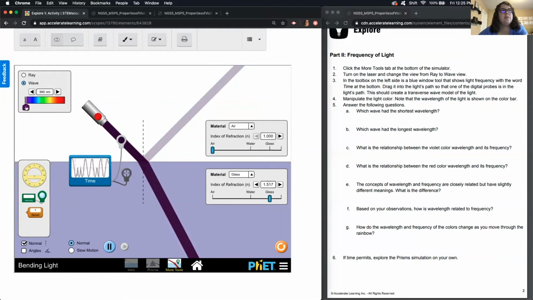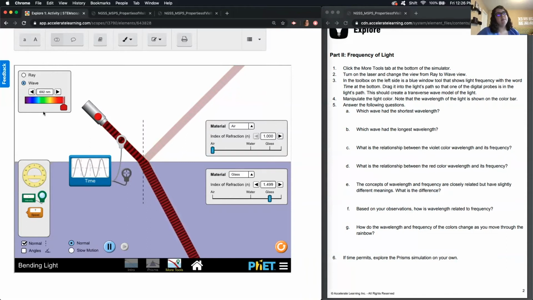So we can now answer these first two questions. Which color has the shortest wavelength? And then answer B, which has the longest wavelength? So violet, this purple color, this should be the one that you noted as your shortest wavelength. The longest is the red. Now we're going to talk about wavelength and frequency.